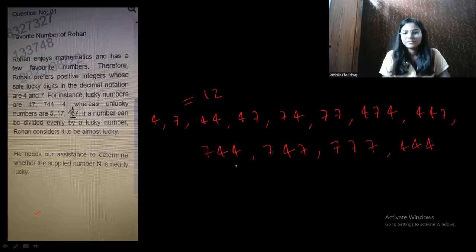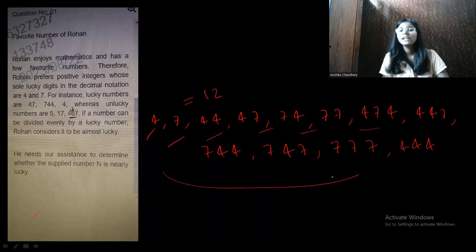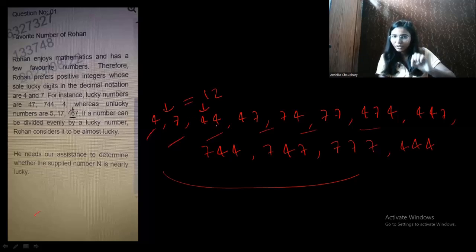Now, what we have to do is first take the input, then we will check whether this number is divisible by each of these, one by one. We will be traversing the whole array, comparing one by one whether this number is divisible by 4. If it is not, then we will check whether it is divisible by 7. If it is not, we will check whether it is divisible by 44. If it is not, then we will move forward, move forward, move forward.